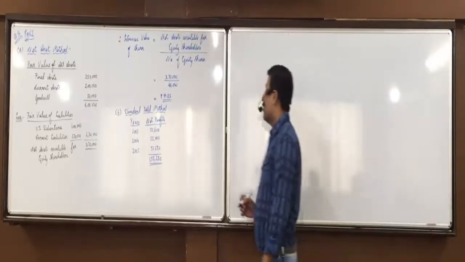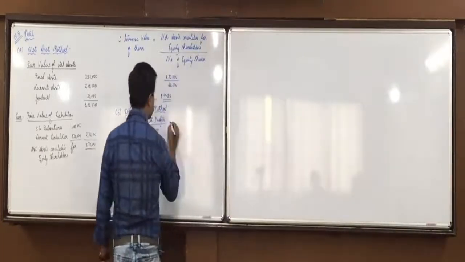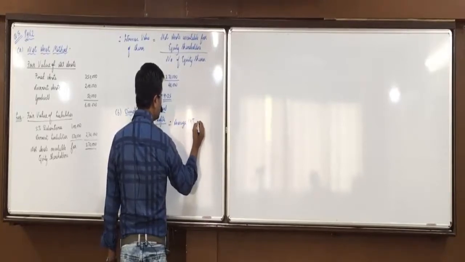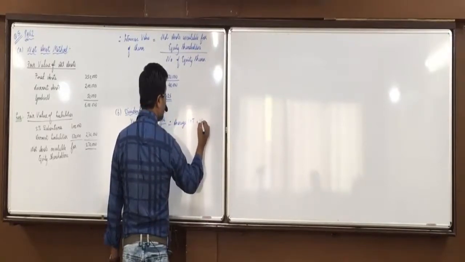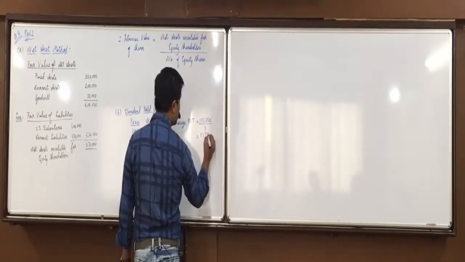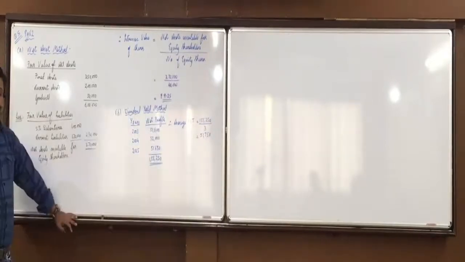So we can find the average profits after tax. Average profit after tax is equal to 155,250 divided by 3, which is 51,750. Any confusions in this?